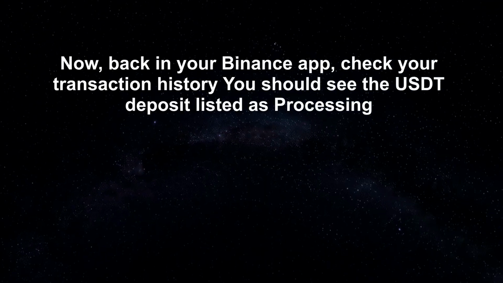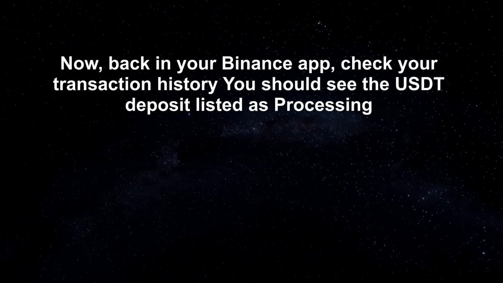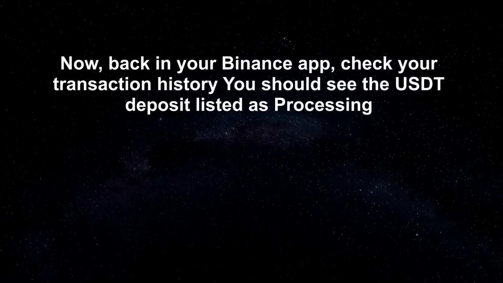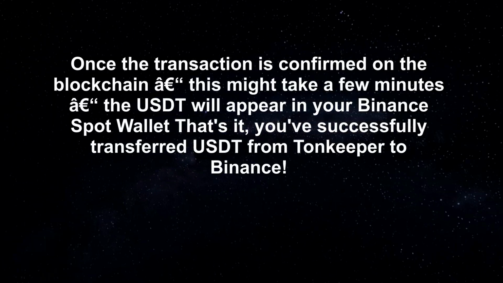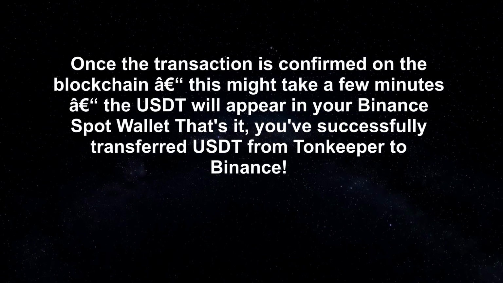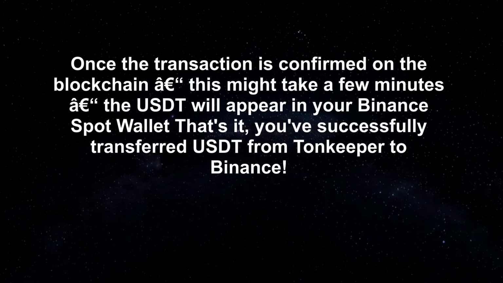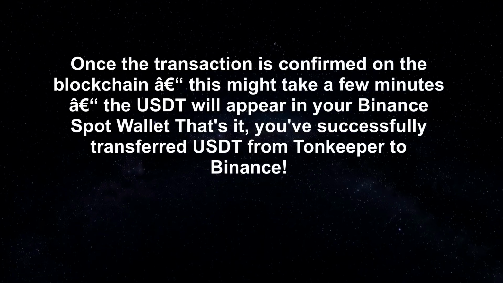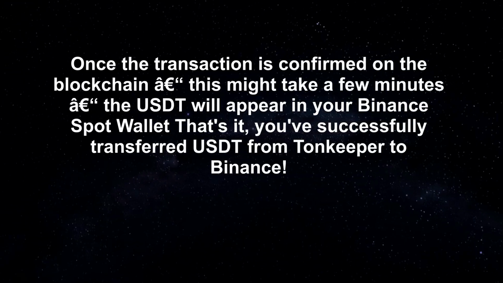Now back in your Binance app, check your transaction history. You should see the USDT deposit listed as processing. Once the transaction is confirmed on the blockchain, which might take a few minutes, the USDT will appear in your Binance Spot wallet. That's it. You've successfully transferred USDT from Tonkeeper to Binance.